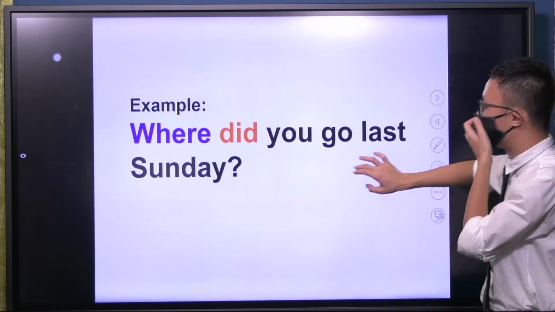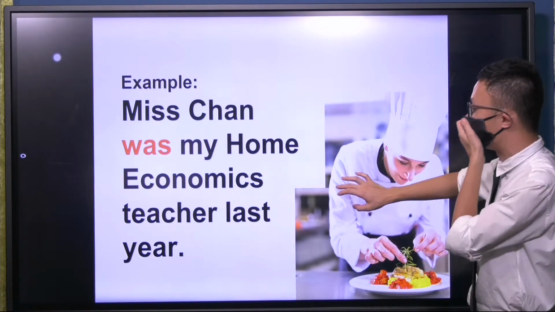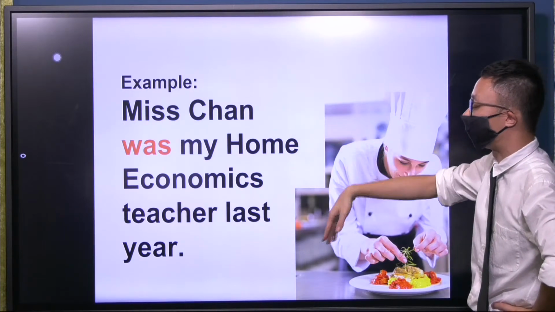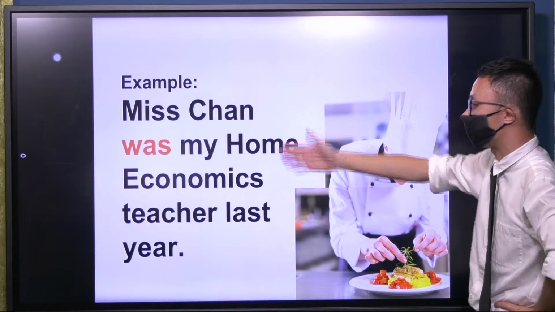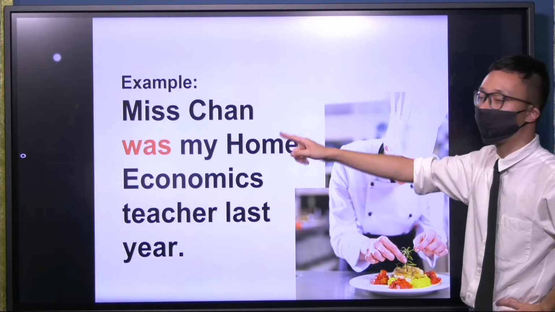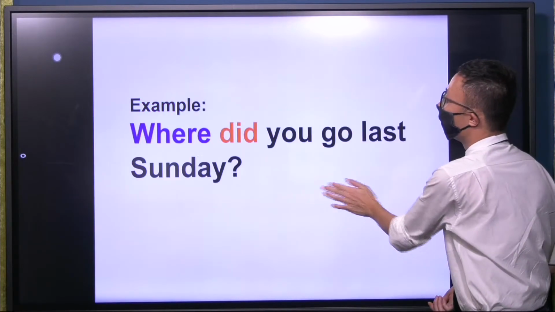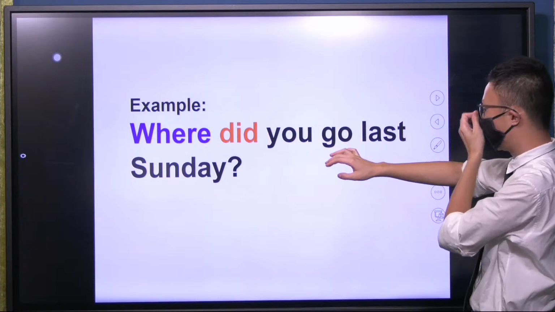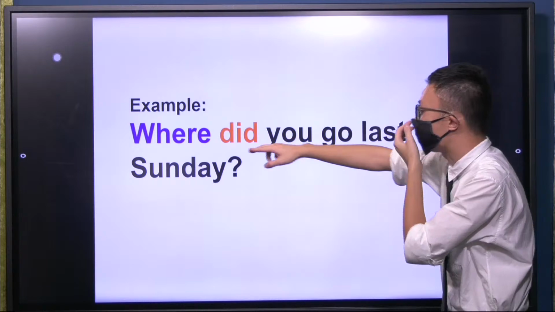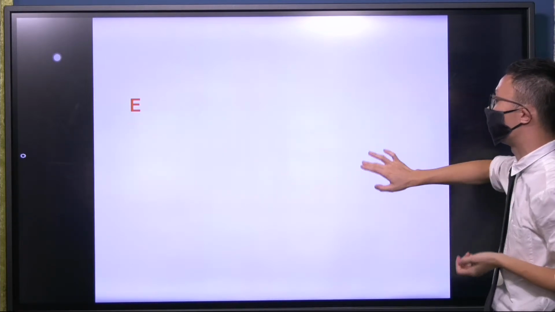Okay, this one is a question form. Maybe I should cover this one. Okay, the question form. Before we do question form, we talked about is and are in the present form, right? Just change it to past tense. Miss Chan was my home economics teacher last year. We just changed the verb be into was and were, and we've got the past tense. Okay, and then this one, where did you go? You just change this one, do, into the past tense, and we keep the WH word. Remember this one remains unchanged.